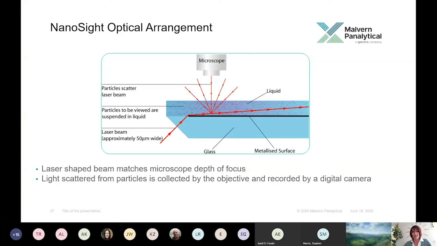Similarly to the Zetasizer DLS technique, NanoSight also uses a laser to illuminate our sample. The sample we measure is always a liquid suspension, and we're measuring the nanoparticles suspended in that liquid. Similarly to DLS, nanoparticles will move in that suspension under random Brownian motion and will scatter the laser light. This scattered light will be collected through our optical setup and go to our digital camera.